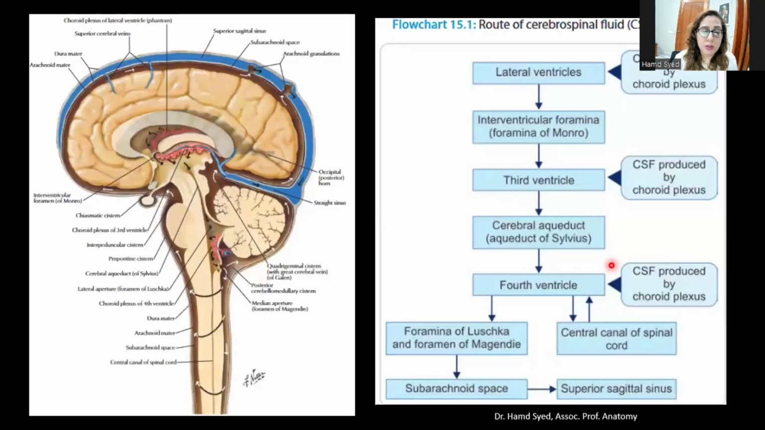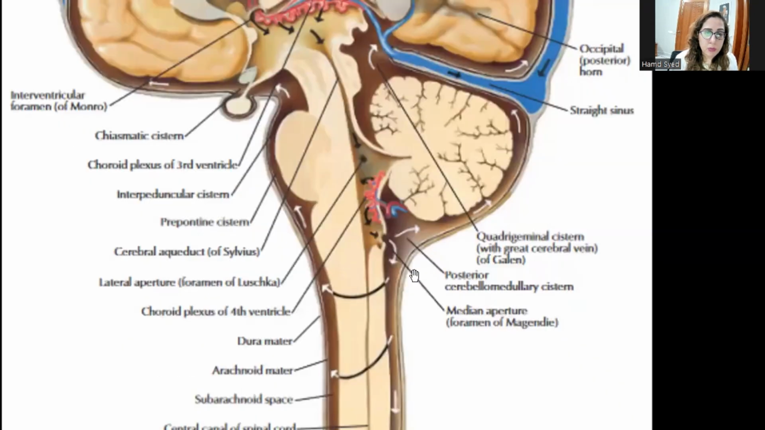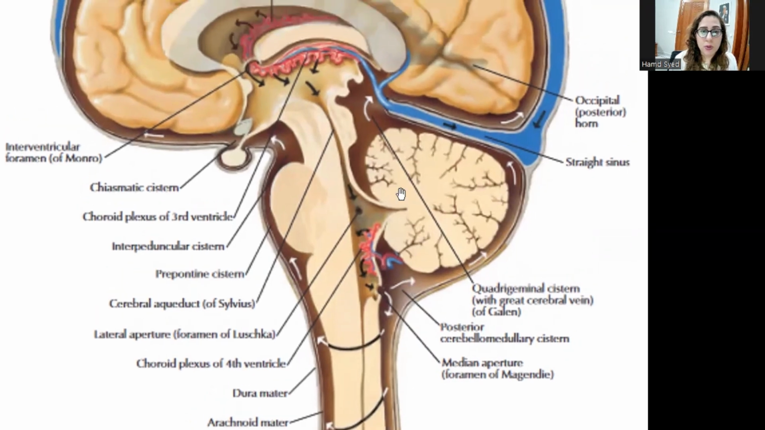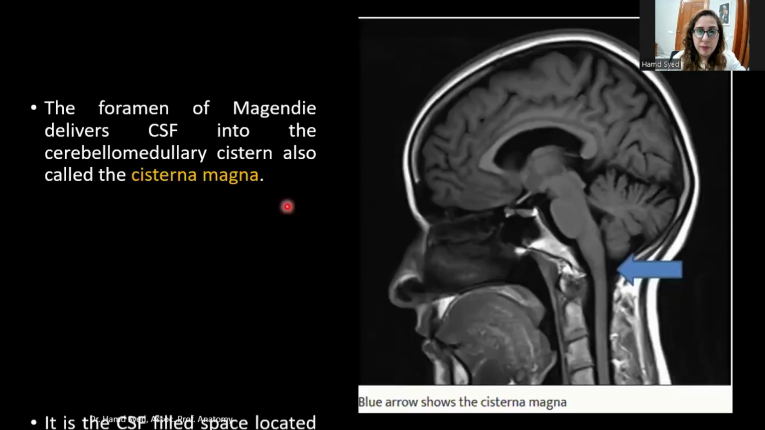So if we want to look at the cisterns, let's go back over here. We can see that these are the spaces. You can see this here is the cerebellomedullary cistern, which I just showed you in the MRI. That is the cisterna magna. It's a large space where the CSF is present. And also you can see this is the area of the quadrigeminal cistern, right? It is posterior to the midbrain. And over here is the location of the interpeduncular cistern. So these are the different spaces which contain our CSF.